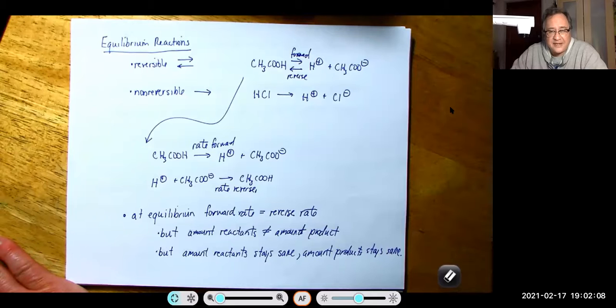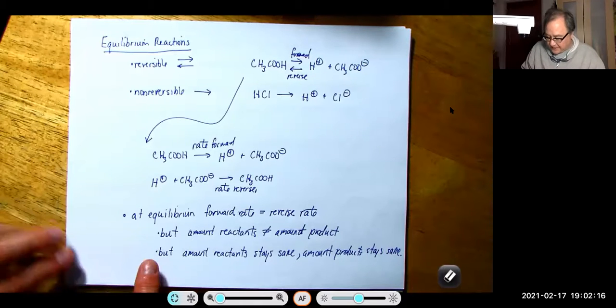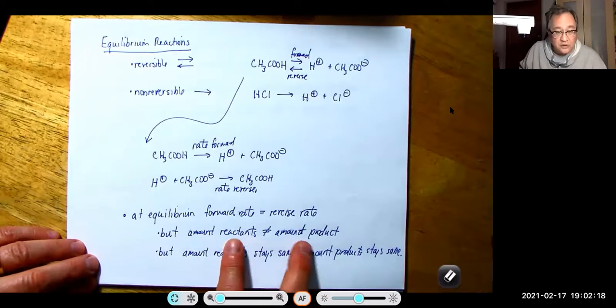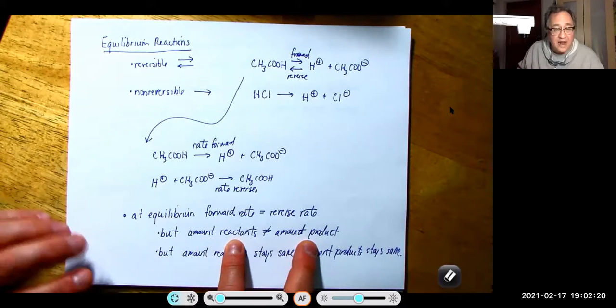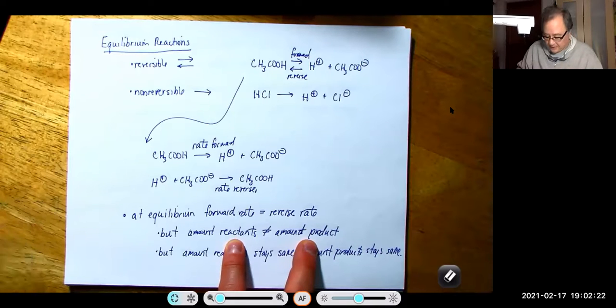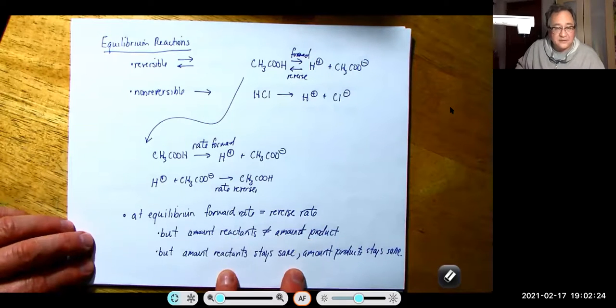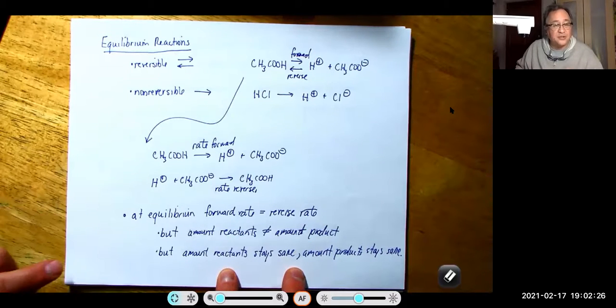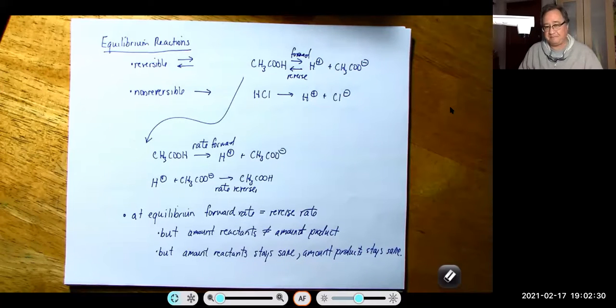Do you kind of understand that? So the idea there is that the amounts don't have to be equal, just like the millionaire and I don't have to have the same amount of money, but the rate stays the same. And because the rate stays the same, the amounts stay the same.